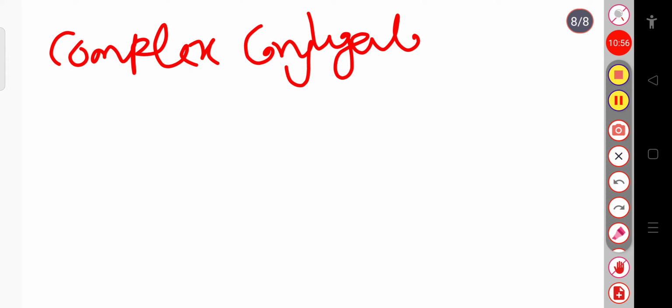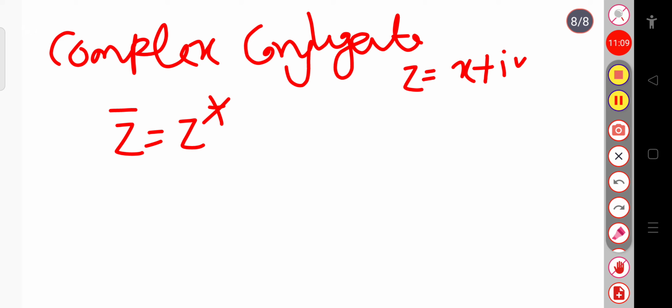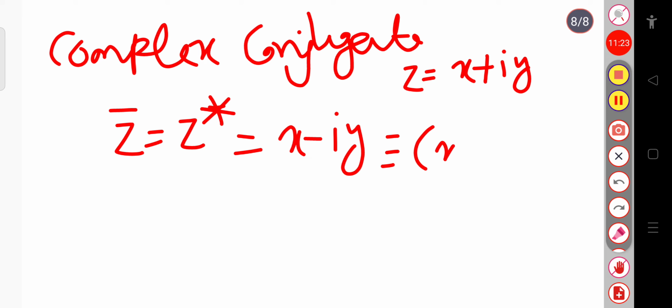It is simply denoted by z bar, or z star. If we denote the complex number z as x plus iy, where x and y are two real numbers, then this z star, or the complex conjugate, can be written as x minus iy. And in the form of coordinates we can write it as (x, minus y).